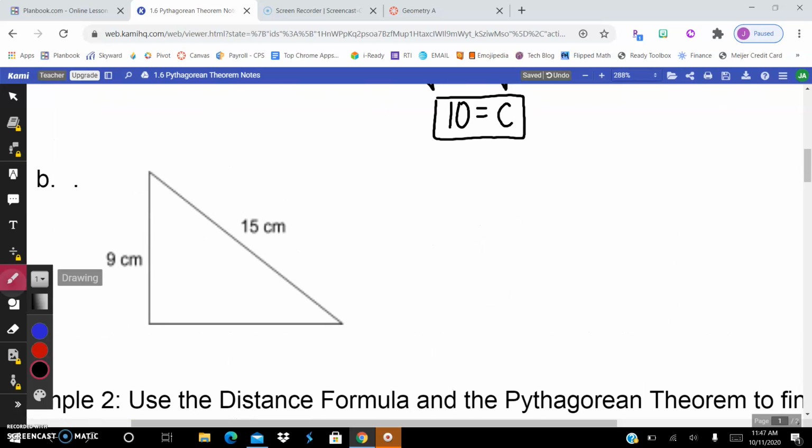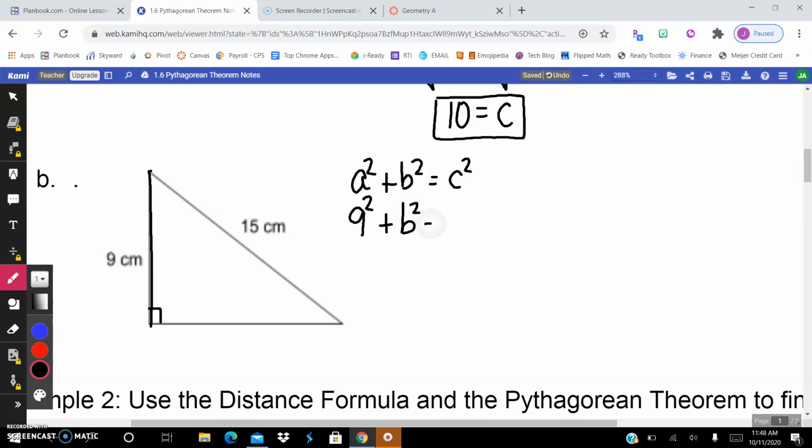For part B, notice the right angle is down here. We're given the length of this leg. We're not given the other leg. We're given the actual hypotenuse. So in our formula of a squared plus b squared equals c squared, we know one of the legs. So we either know a or b. It doesn't matter which one. So we know that's 9 squared. We don't know what the b squared is, but we do know that c squared, or c, is 15. So we plug it in like that.